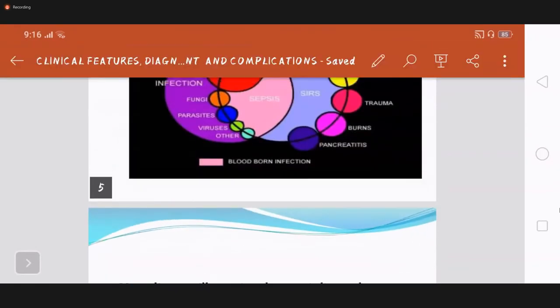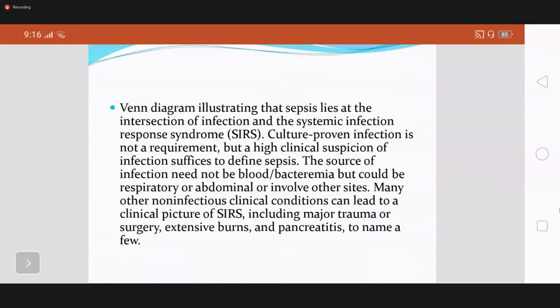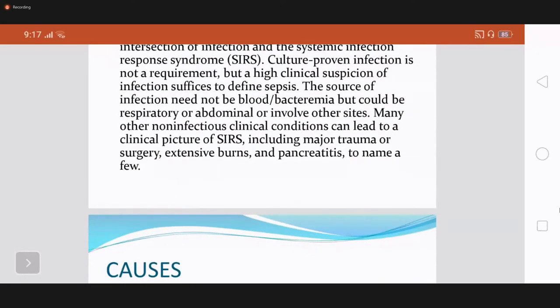So the diagram that was shown before showed sepsis, and it lies at the intersection of infection and the systemic inflammatory response syndrome. Now the infection might be a culture proven infection, or there might be a high clinical suspicion of infection. And even if there is a high clinical suspicion of infection, that is enough to define it as sepsis. And the source of infection might not only be in the blood or bacteremia, but it can be at distant sites like urinary tract, respiratory, abdominal, or any other. And many non-infectious clinical conditions may lead to a clinical picture of SIRS, such as major trauma, surgery, burns, pancreatitis.